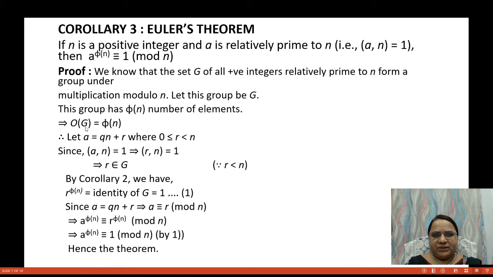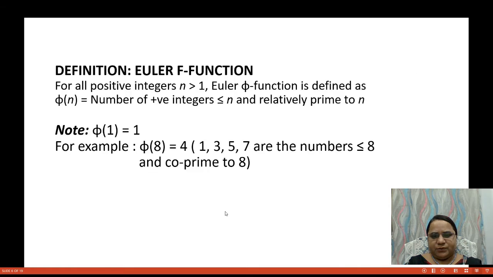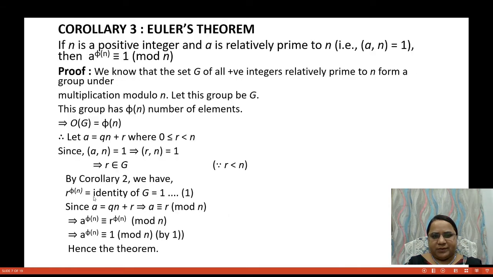Let us say O of G, the order of G, to be phi of n, and let a is equal to qn plus r, where q is the quotient, r is the remainder, where r is lying between 0 and n. Since gcd of a, n is 1, gcd of r, n is equal to 1, which means r belongs to G. By corollary 2, what this corollary 2 says here, if G is a finite group, then for all a belongs to G, a raised to order of G is equal to unity. So using the corollary 2, r raised to phi of n is equal to identity of G, that is 1, calling this as equation 1.